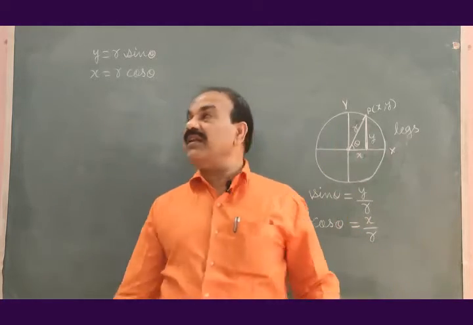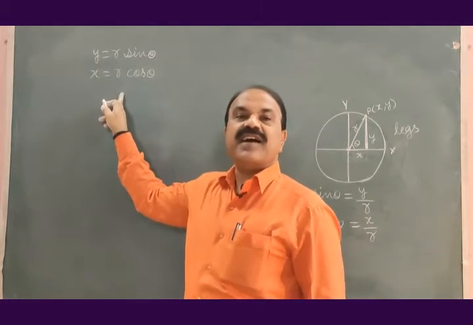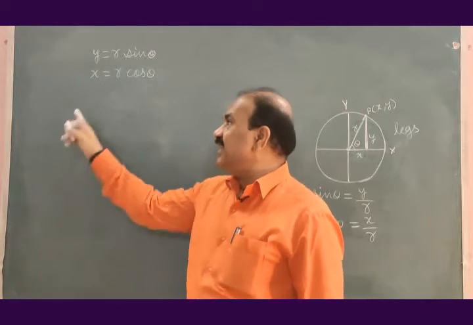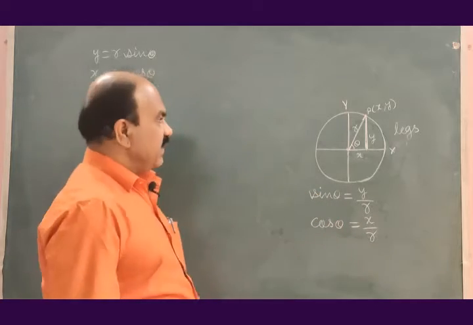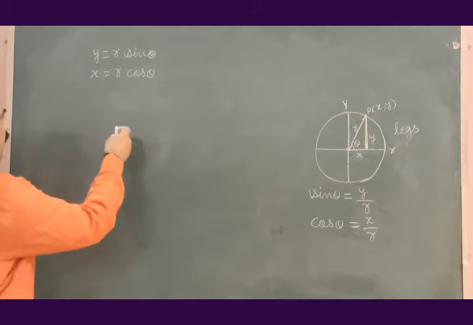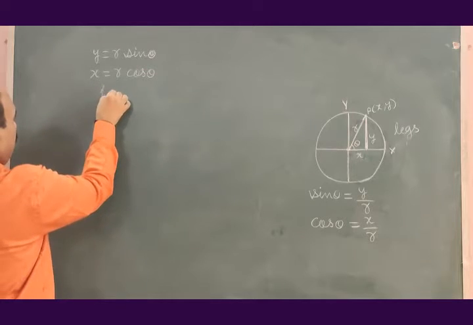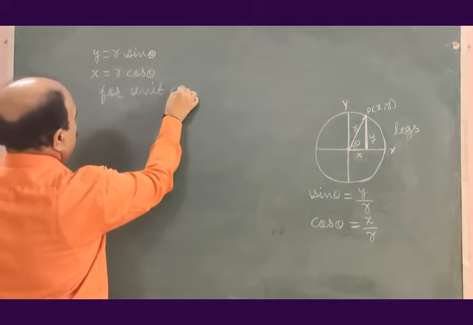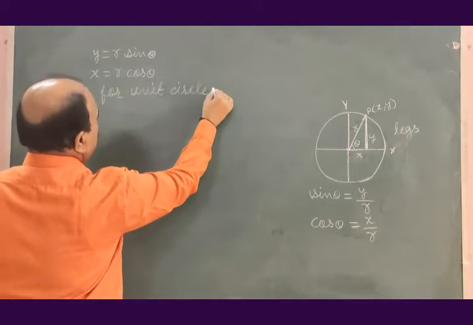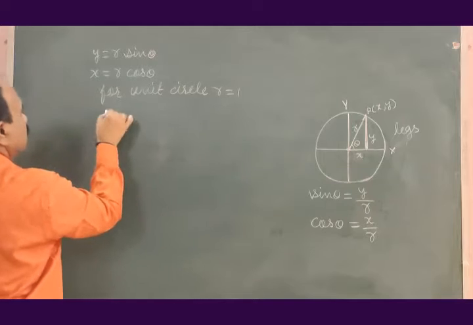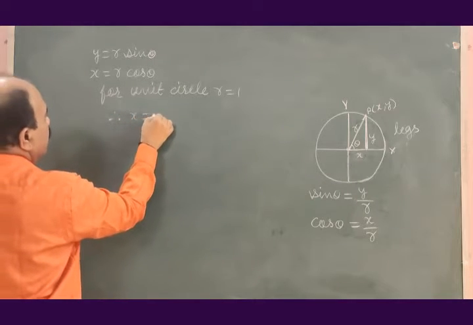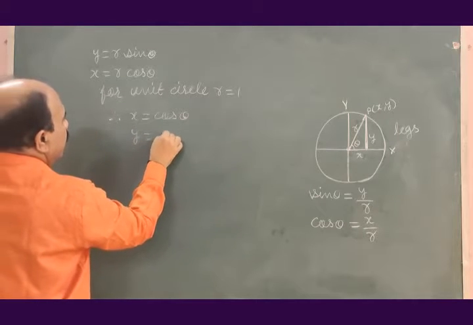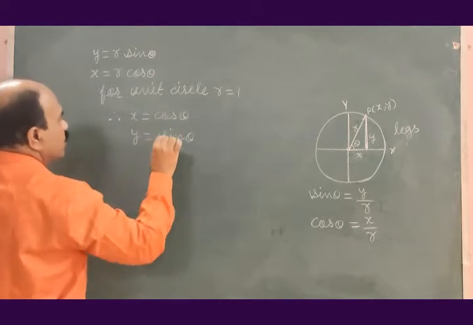This is the unit circle, so this r is 1. It means that y is simply sin theta, x is cos theta. As this is a unit circle, for the unit circle r is equal to 1, therefore x is equal to cos theta, y is equal to sin theta.